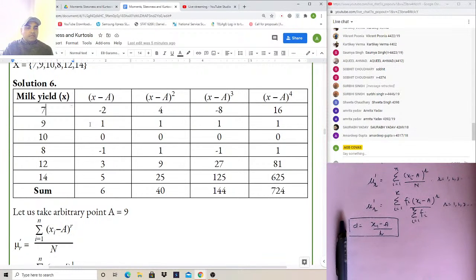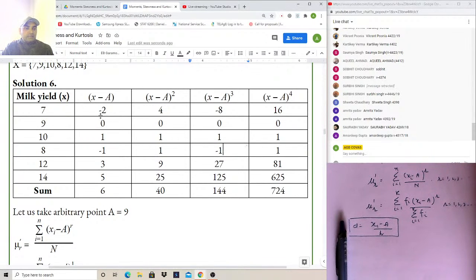There is some mistake here. This will be 0. This will be minus 1. This is correct. Only this will go up and this will go down. Otherwise, other calculations will remain the same. Okay, the rest of the things will remain.